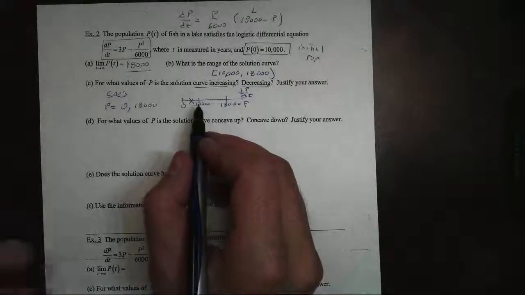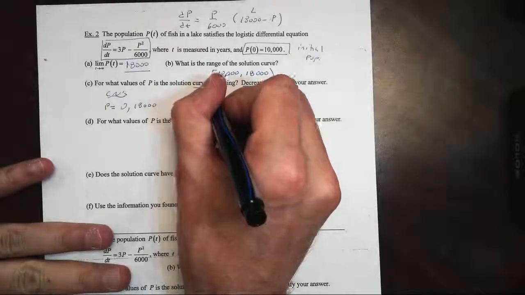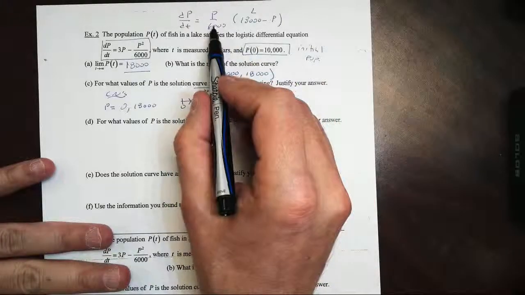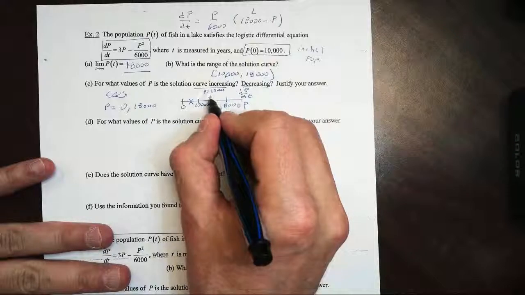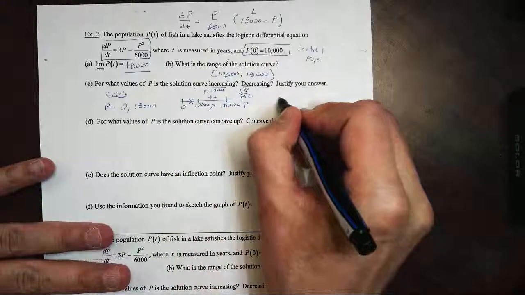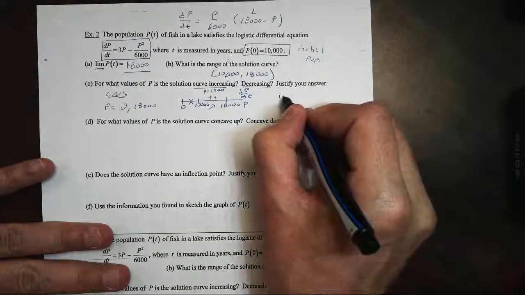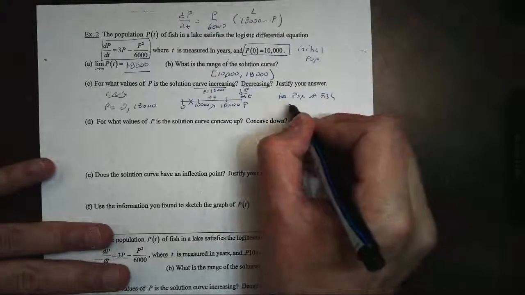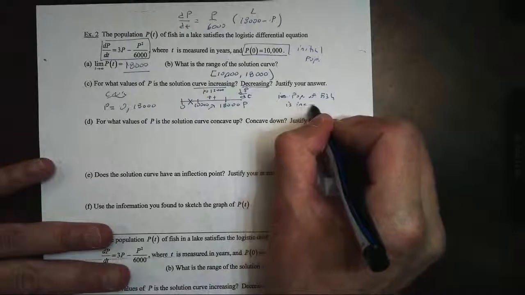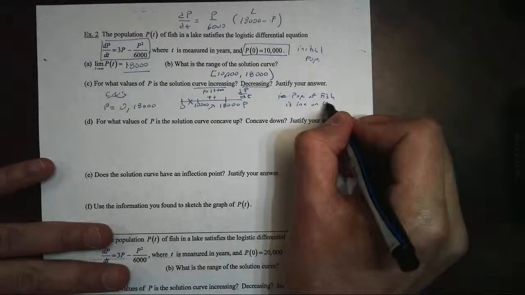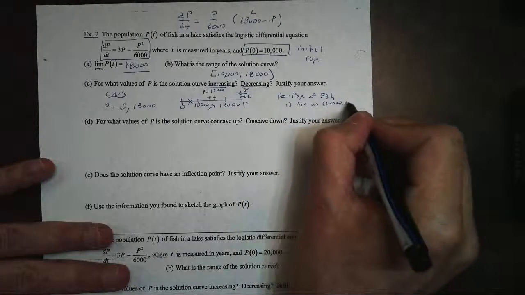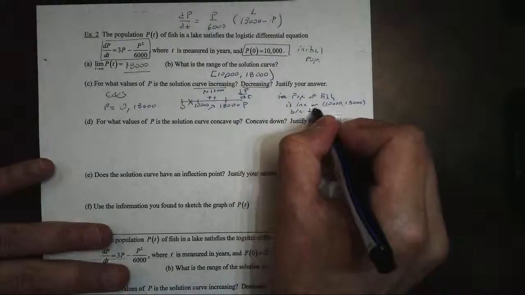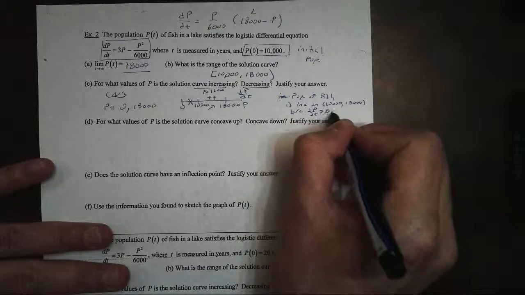Now again, like in part 1, if I pick a number in between, let's say 12,000 fish, positive, positive. So this is going to be positive, positive, so it's increasing. So we know that, just like before, the population of fish is increasing on that domain. I'm going to name the domain 10,000 to 18,000, and that is because the derivative dP/dt is greater than 0.